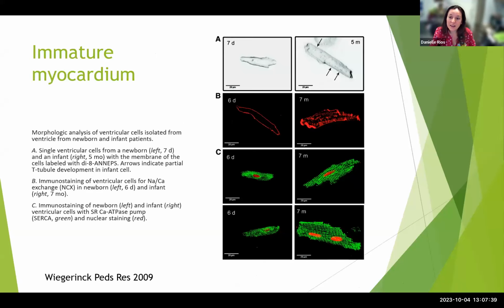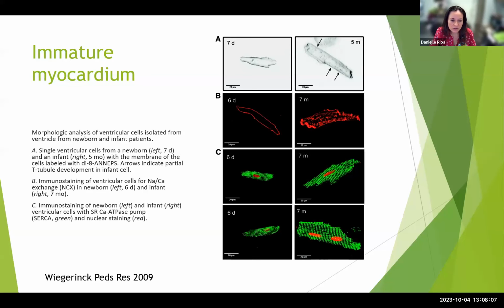The other issue with our neonates is that we have an immature myocardium. The top two images show the lack of T tubules in the neonatal cells, which explains some of the difficulties in calcium metabolism in the neonatal myocardium. Additionally, in the lower pane, in B, we see a decreased amount of sodium-calcium exchange, and in C, calcium ATPase pumps in the neonatal cells.